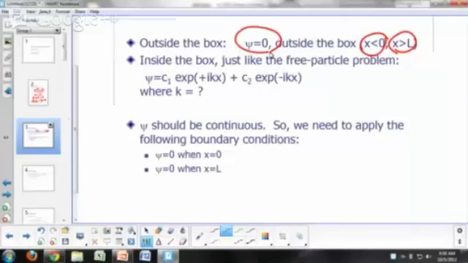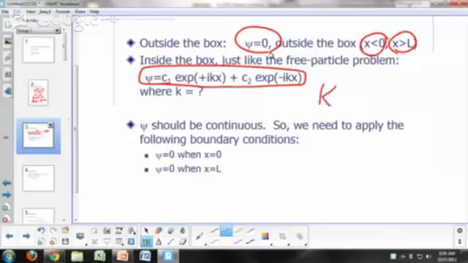Inside the box, we've seen this problem before. We already know the general solution to this differential equation. Psi equals C1 e to the ikx plus C2 e to the negative ikx, where C1 and C2 are constants, right? You have a second order differential equation, so your general solution would be a linear combination of two linearly independent specific solutions, e to the ikx and e to the negative ikx. All right. So remember what k was for this?